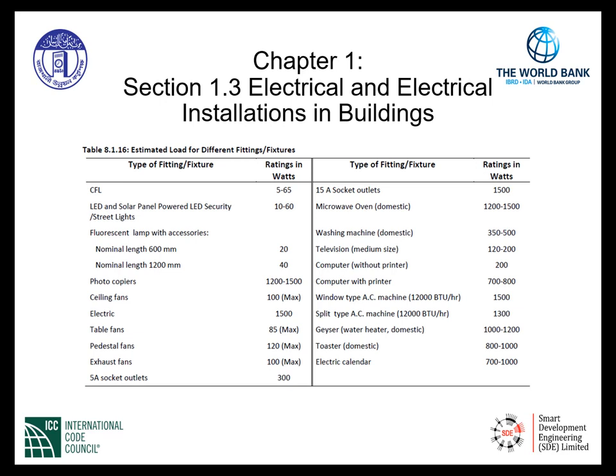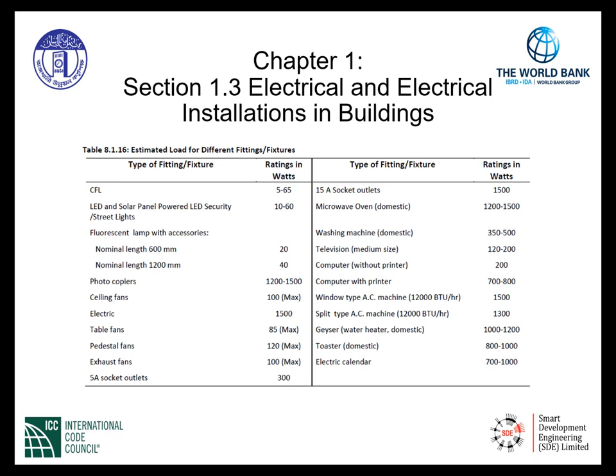As an example, we can pick a type of fitting or fixture, such as a compact fluorescent lamp, that has ratings in watts ranging from 5 to 65 watts. If we move further down the table, for ceiling fans, we have ratings of 100 watt max. Pedestal fans will give us 120 watts maximum. Exhaust fans, 100. When we move to the right-hand portion of the table, the items listed, such as a microwave oven for domestic use, has a range of 1200 watts to 1500 watts that we could use for estimation purposes.